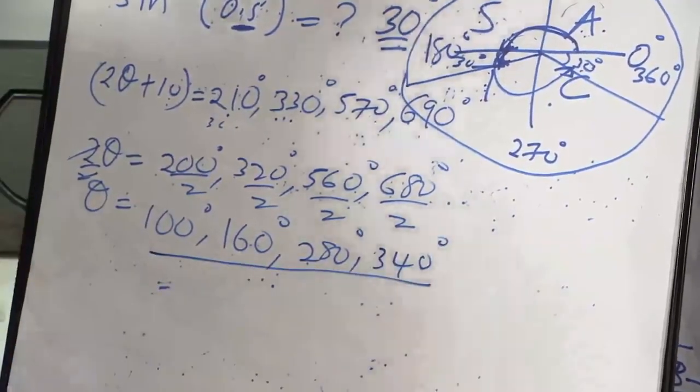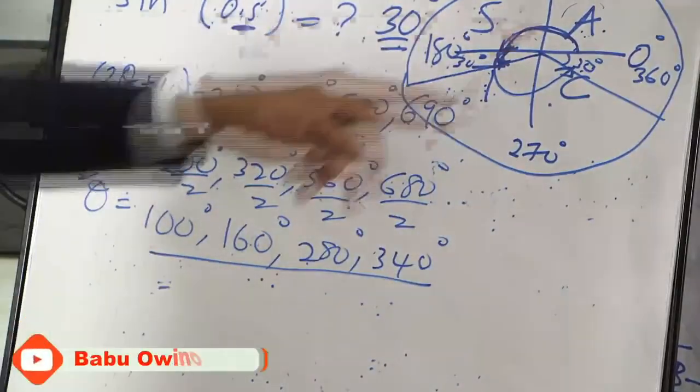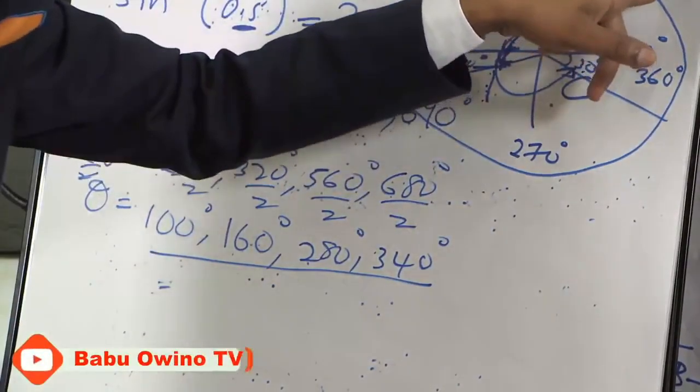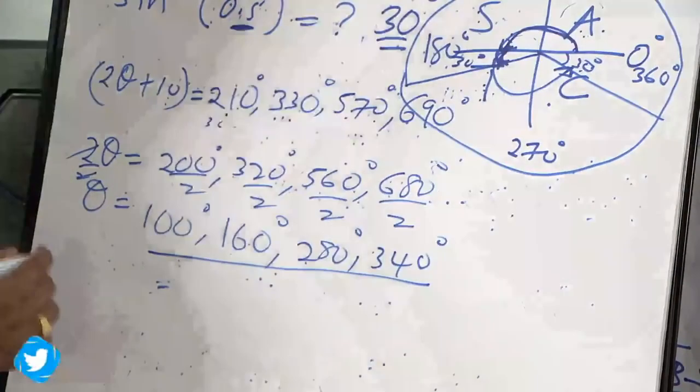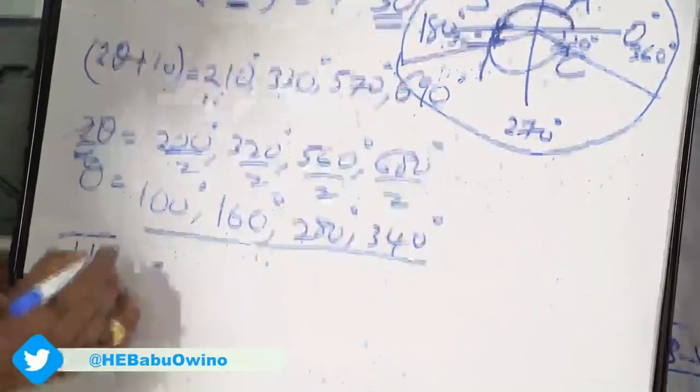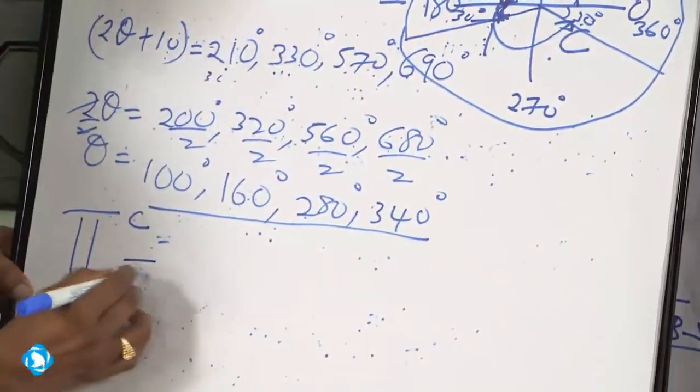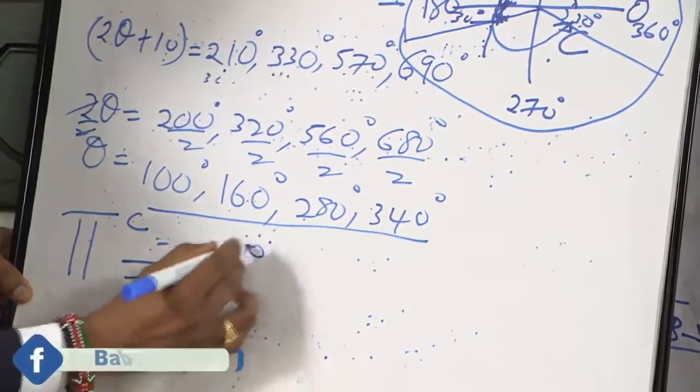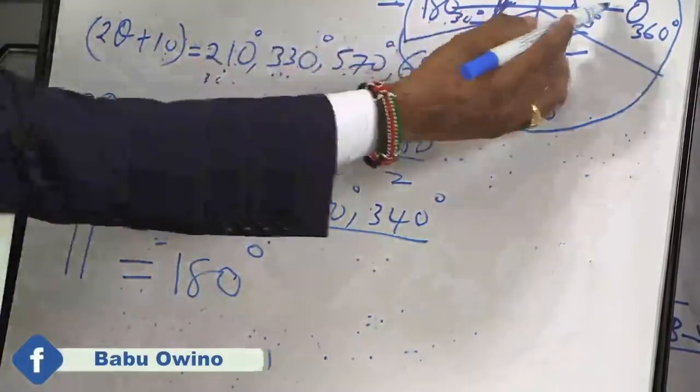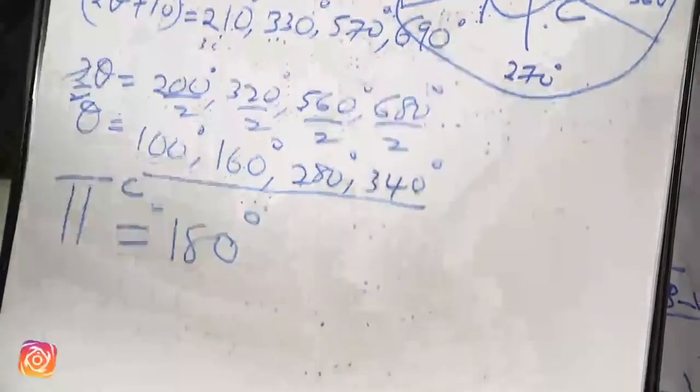These are the answers. But remember, we are told to write our answers in pi radians. Common rule in maths, 1 pi radian equals 180 degrees. When you move from 0 to 180 degrees, you've made a pi radian.